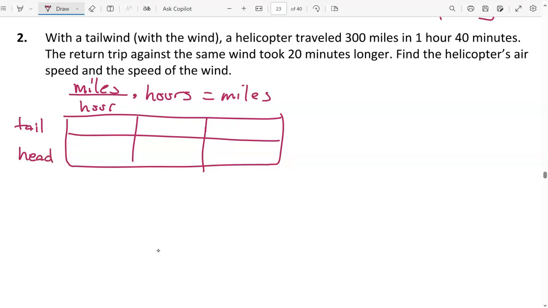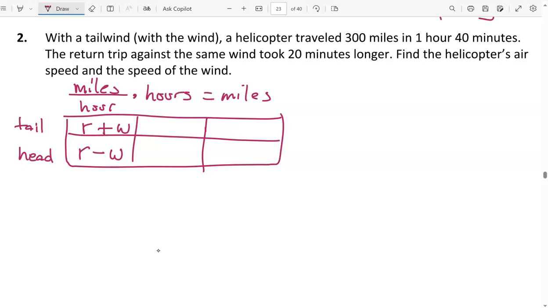So what we do know about this is that the helicopter has an airspeed, and the speed of the wind either helps or hinders the helicopter. So the speed of the helicopter is r in still air, and then we're going to add to that the wind speed when we have a tailwind, and when we have a headwind, the speed of the wind will be subtracted from that rate.